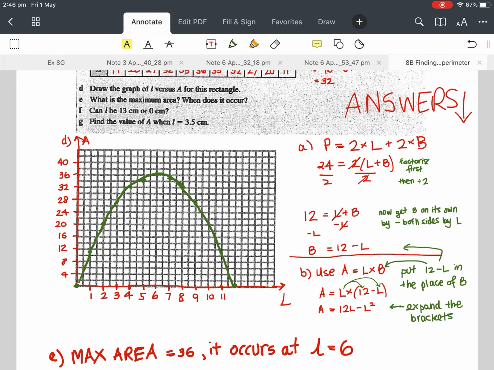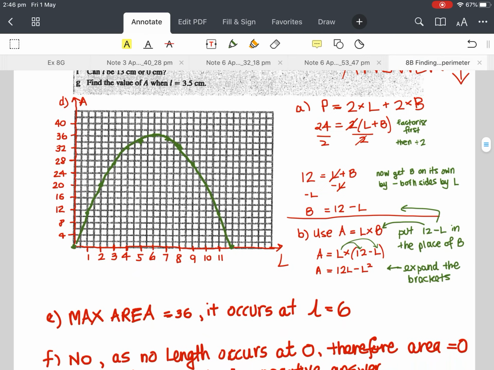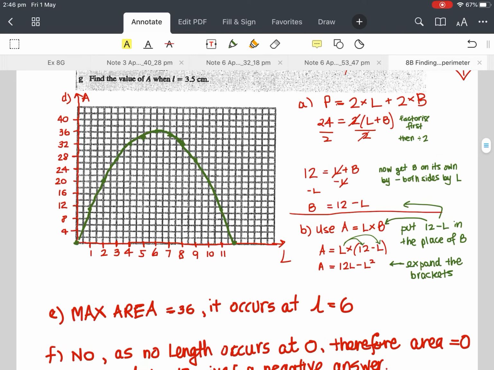Next one, can L be 13 centimetres or 0 centimetres? Okay, well, as you notice, if you look at our parabola, if you go to 0 on the horizontal, we don't have any area, okay? So when x is 0, we don't have any area, so we can't have that one. And if we go to the other end, our parabola comes back down, it looks like on the x-axis at 12. So if we go to 13 and we extended our parabola below the x-axis, we're actually going to get a negative answer.